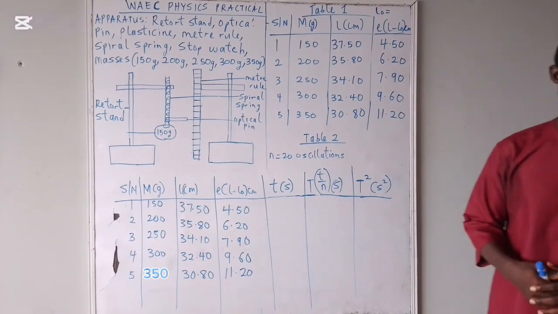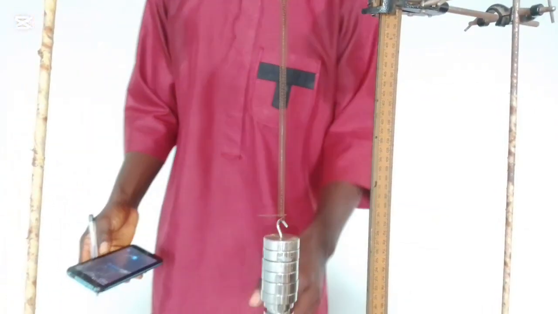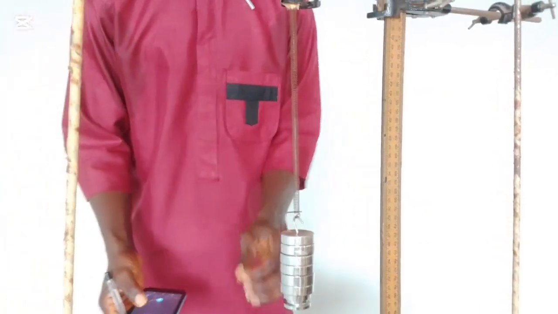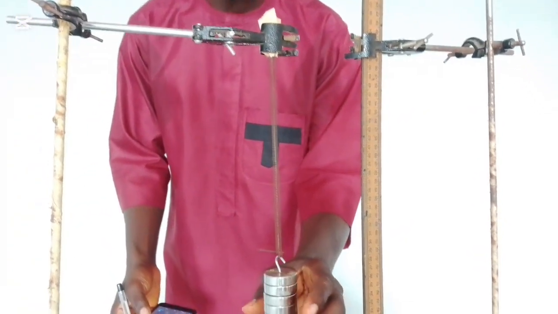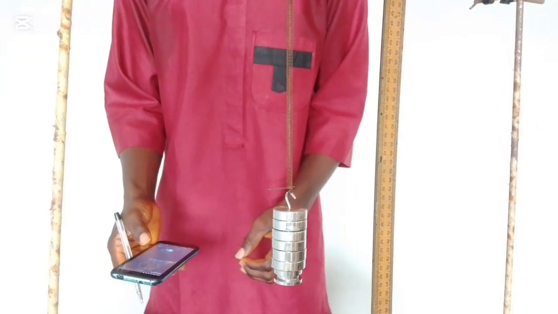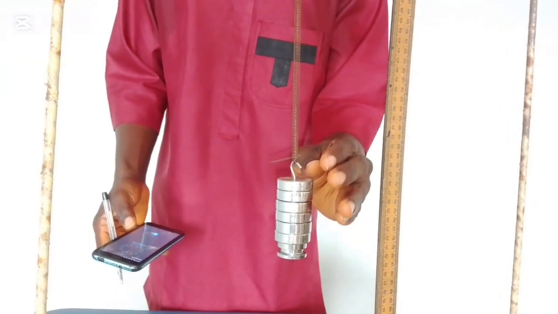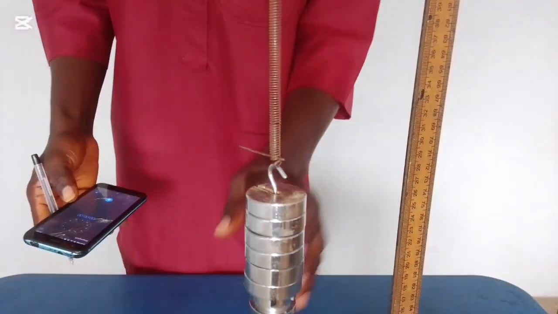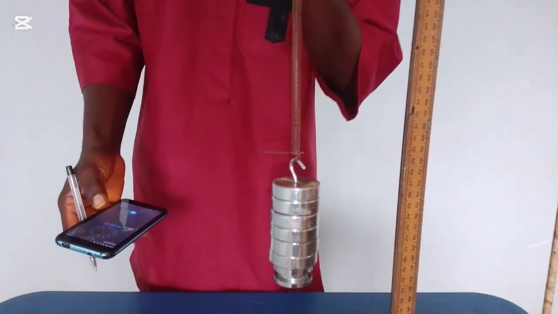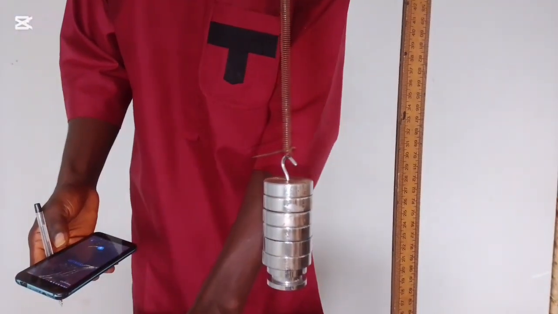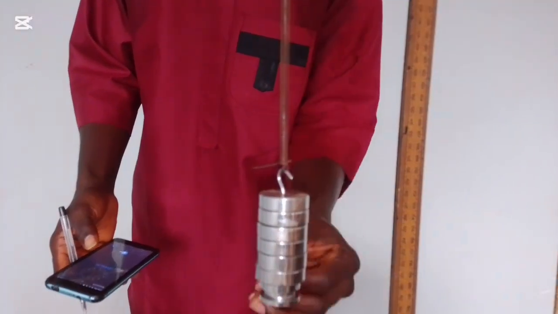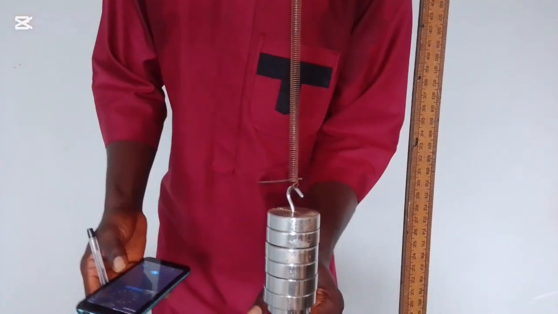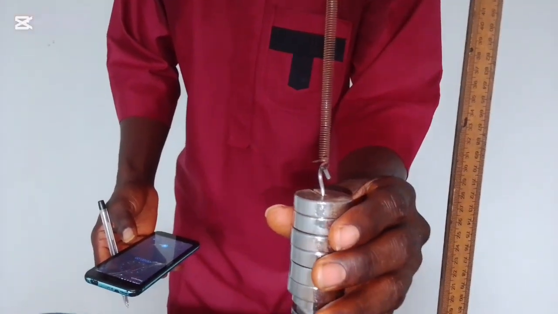Now this is the setup for our Table 2. What we want to do now is oscillate our masses, starting from 350 until we get back to 150. This is still the same setup as Table 1, but the continuation for Table 2 is that they ask you to oscillate your masses vertically and get the time taken. So let's oscillate vertically now.